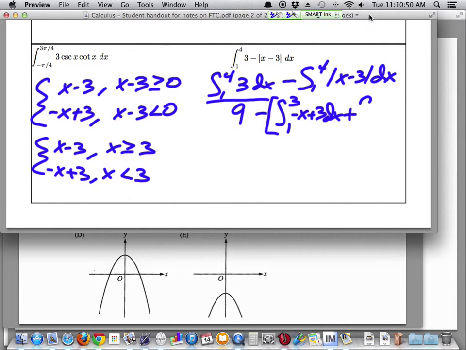Then I need my second one, which is going to be from 3 to 4. And which function needs to be inside of that one? The top one, x minus 3. Why does that one need to be inside that? Because between 3 and 4 is bigger than 3, so that means I need x minus 3 dx inside of that. So take a moment and make sure you grasp what it is we just did right there.